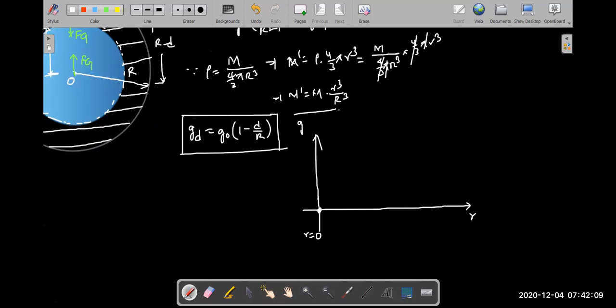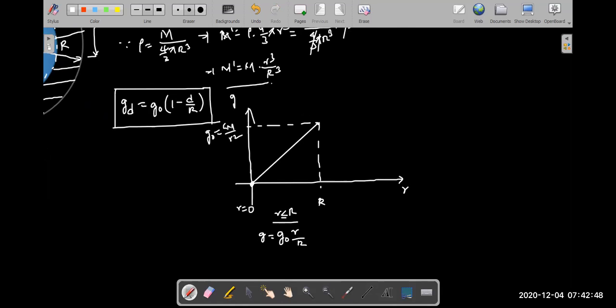Put r is equal to 1. That value will be how much? g naught. Put r is equal to capital R, the value will be how much? g naught is equal to G M by R square. That means in between them, how is it changing? It is proportional to r, right? Clear? So for r less than or equal to capital R, g is equal to g naught small r by capital R. This is how it is changing, like an inclined line.